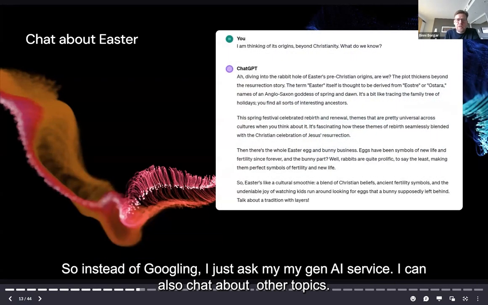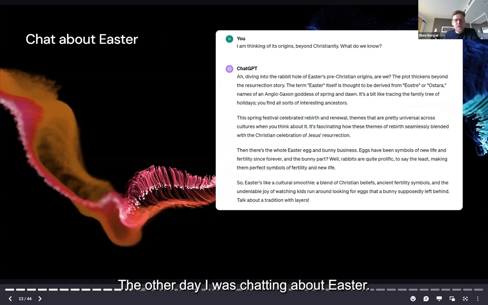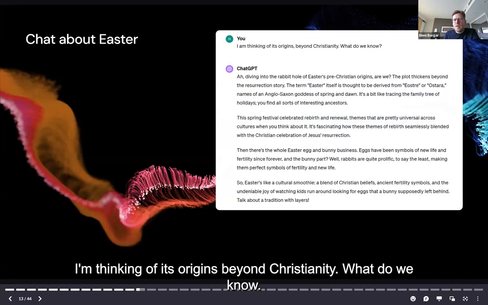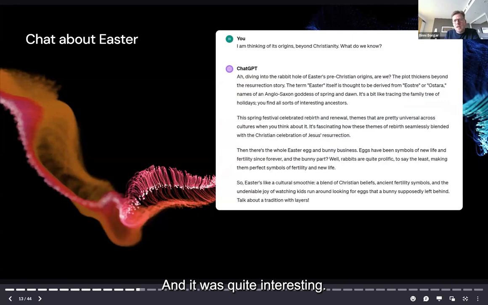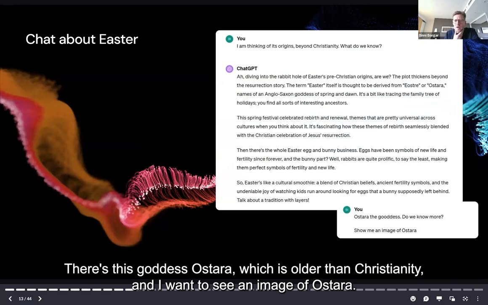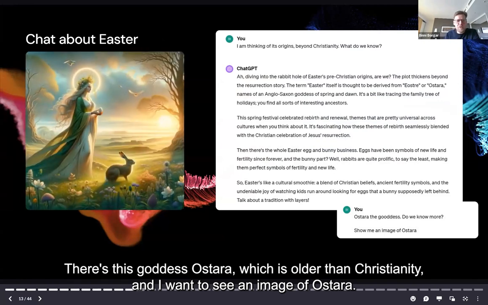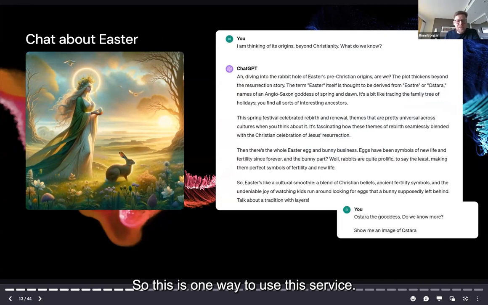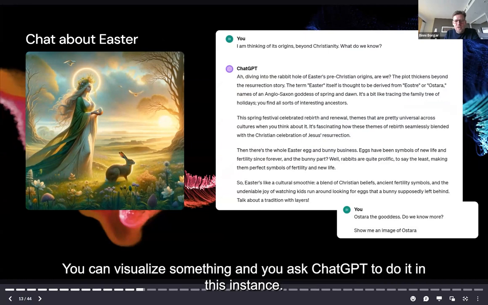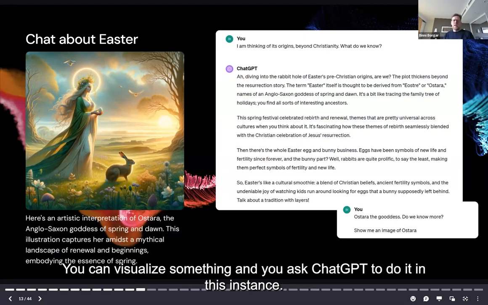I can also chat about other topics. The other day, I was chatting about Easter. I'm thinking of its origins beyond Christianity. What do we know? And it was quite interesting. It was talking about the term Easter, where it comes from. There's this goddess, Ostara, which is older than Christianity. And I wanted to see an image of Ostara. So this is one way to use this service. You can visualize something, and you ask ChatGPT to do it in this instance.